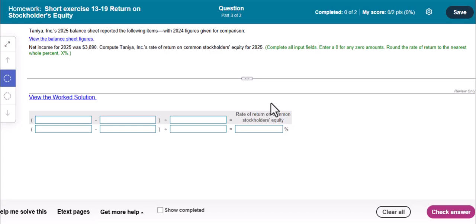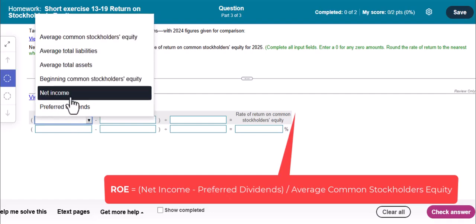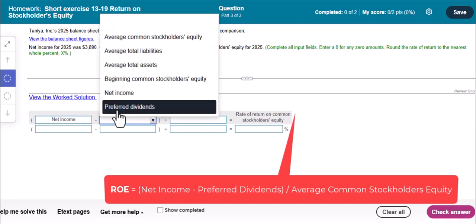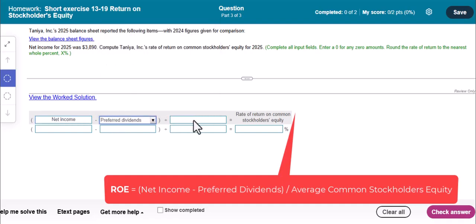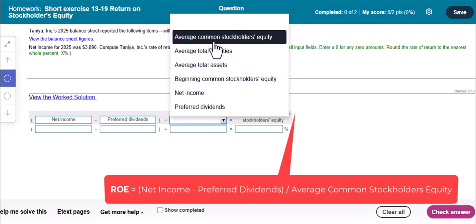First off, we're going to need our formula for the rate of return on common stockholders' equity. This can sometimes be abbreviated as ROE. The first thing we need is net income, and then we're going to subtract preferred dividends, and then divide by the average common stockholders' equity.